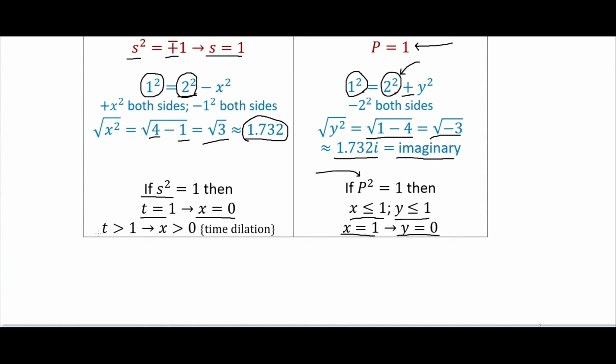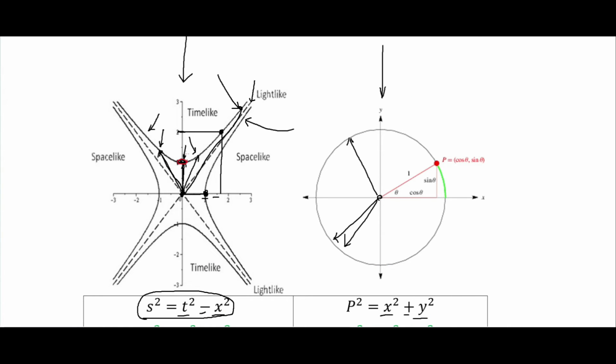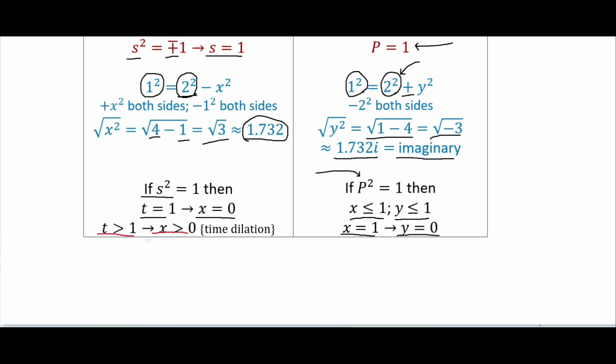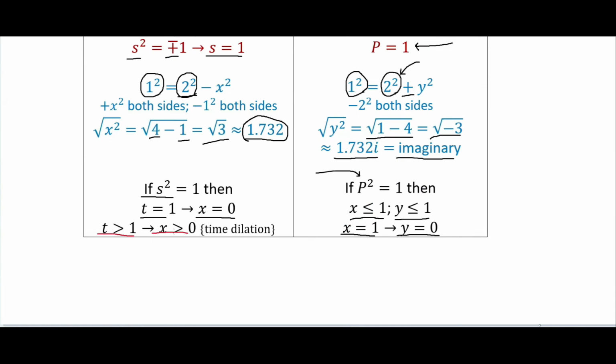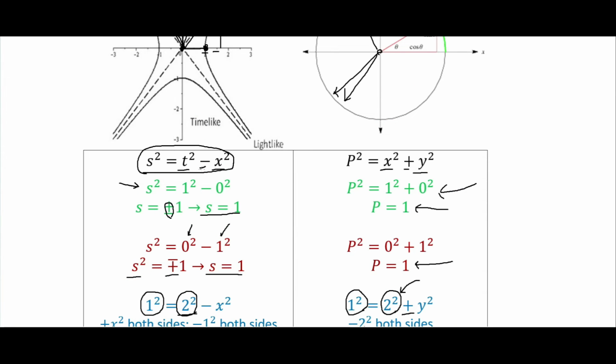But if t is greater than 1, then x has to be greater than 0, because this right here is t equal 1. We see that t gets larger as we go in either direction here. So our t, not the proper time, and so x has to grow in either direction, and so x would have to be greater than 0. Which makes sense because we're subtracting. So if t goes higher than s, then we have to remove something from t, which is our x, in order to get it equal to s.